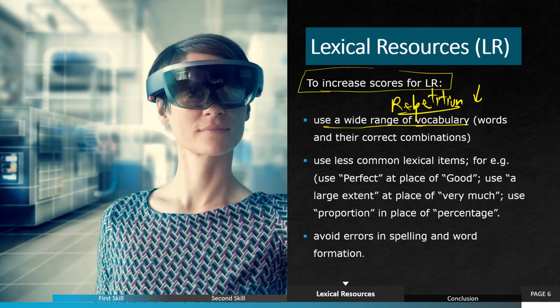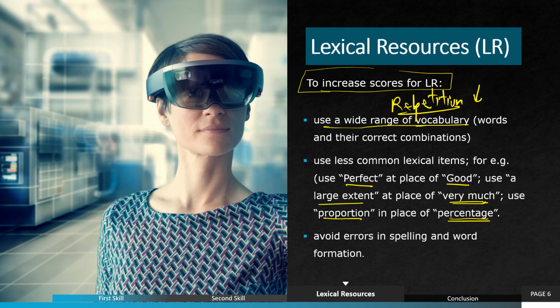Okay, next is always try to use less common words. So as you can use perfect in place of good, you can use a large extent in place of very much. Very much is a very common word, so a large extent you can use. Similarly, you can use proportion in place of percentage. These are only a few examples. Apart from these, there are many more that you can use.